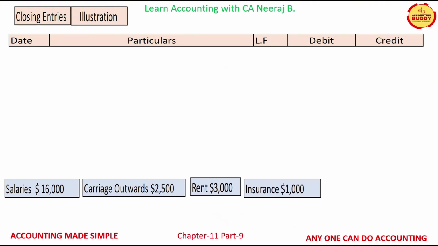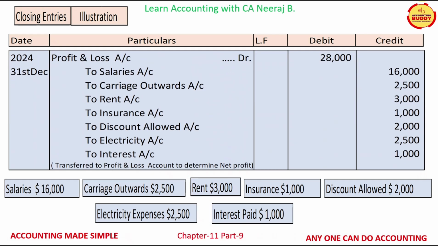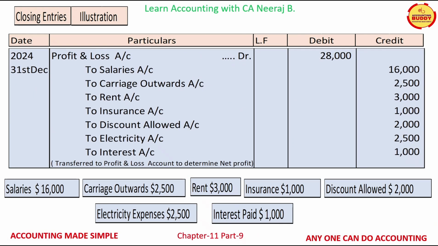insurance account $1,000, discount allowed account $2,000, electricity expense account $2,500, interest paid account $1,000. The journal entry for these expense nominal accounts will be passed as appearing on your screens to determine the net profit of the business. The entry will be passed on 31st December 24 by crediting all the nominal expense accounts.